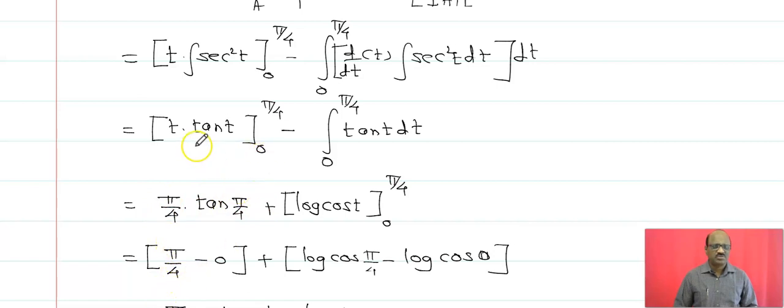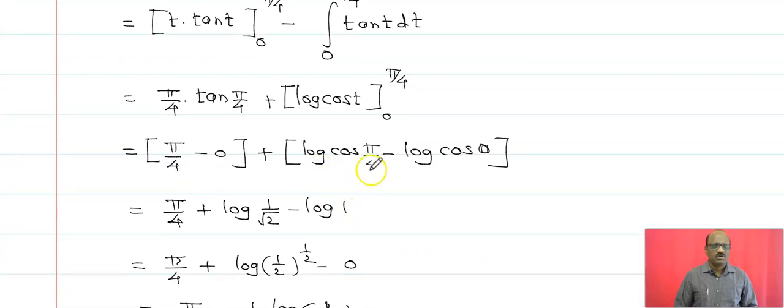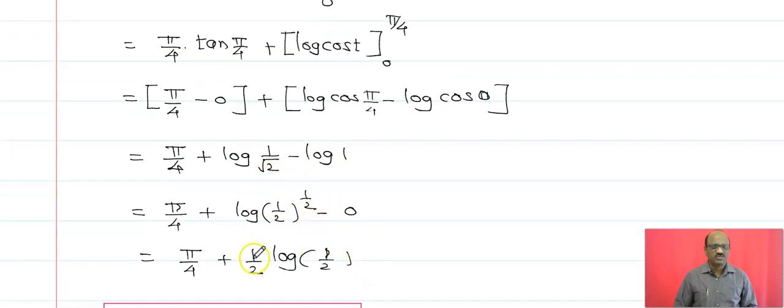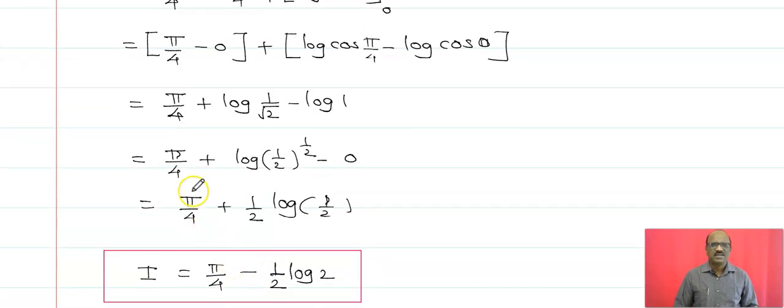For the lower limit, if you substitute t equals 0, you will get 0. And the same case is for the log term: log of cos of pi by 4 minus log of cos of 0. The cos of pi by 4 is 1 upon root 2, so log of 1 upon root 2 minus log of cos 0, which is log of 1, and the log of 1 is 0. Now we have log of (1 upon 2) raised to 1 upon 2 minus 0. Take this 1 upon 2 to the front by using the rules of logarithm. Therefore pi by 4 plus 1 upon 2 log of 1 upon 2.